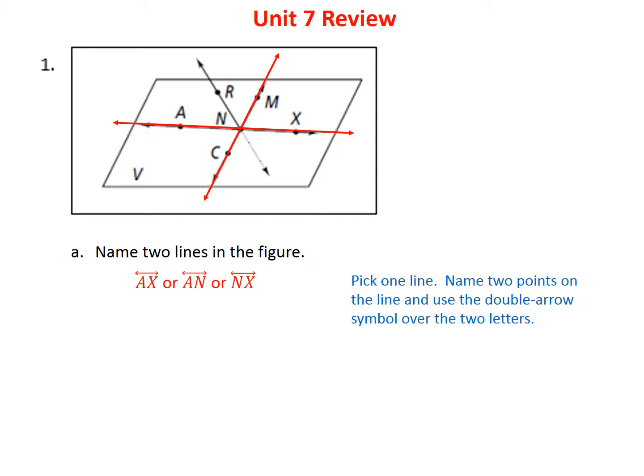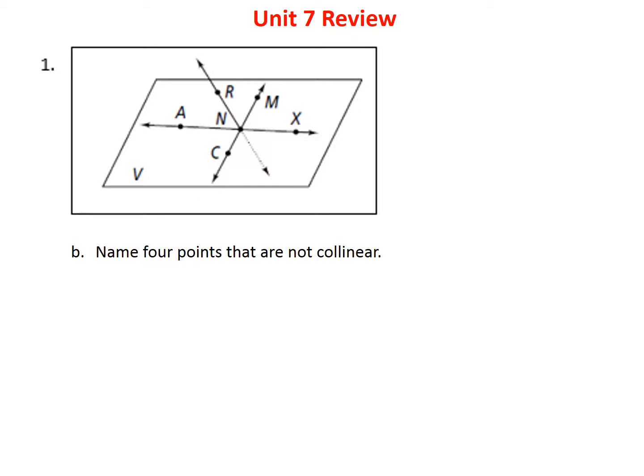If I pick a different line here, my letters are C, N, and M, and so my possibilities are CM, CN, NM, and obviously the reverse of them all. And finally, there's the line that goes through the plane, and it only has 2 letters, so my choices are RN or NR. In problem 1b, we're asked to name 4 points that are not collinear.